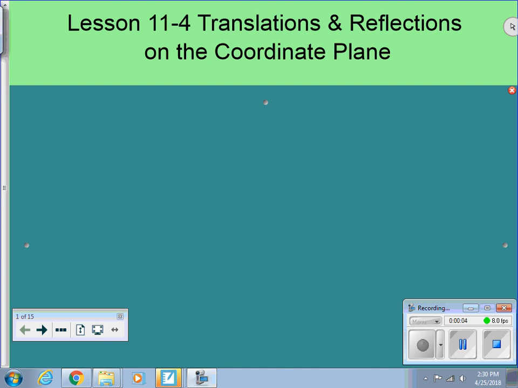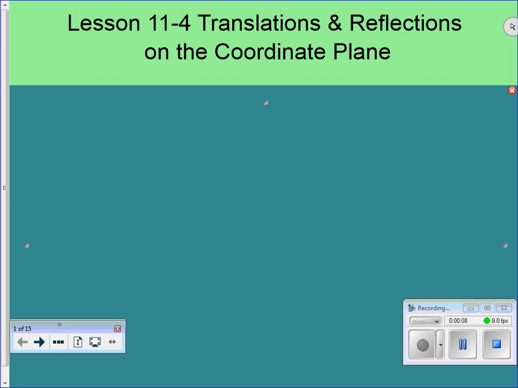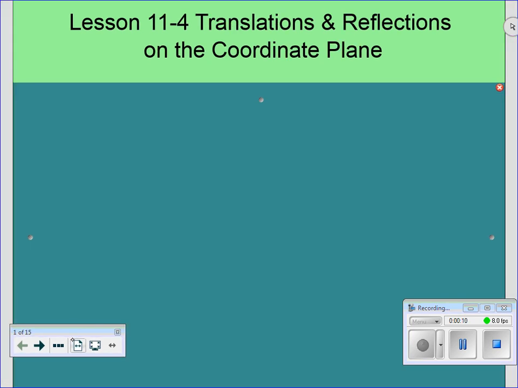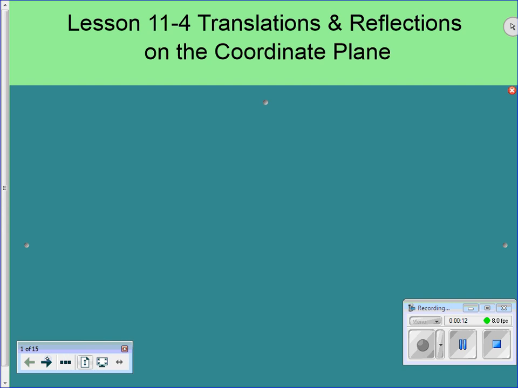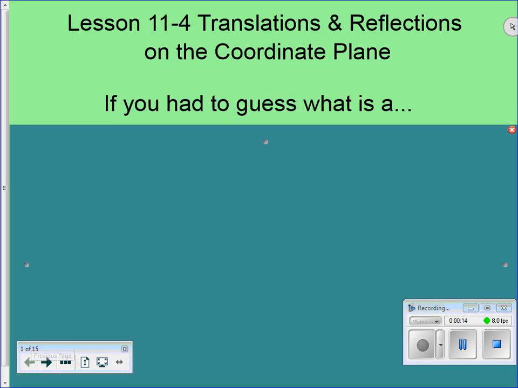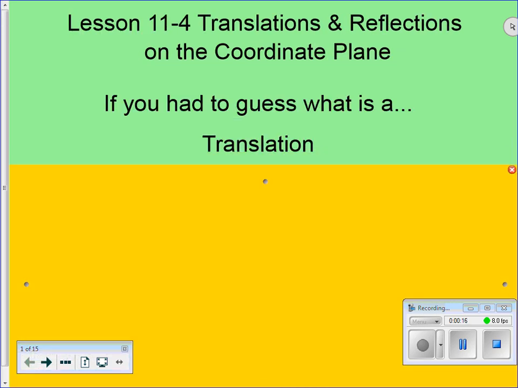All right, lesson 11.4, translations, reflections on the coordinate plane. Even though it's the coordinate plane, we're not going to do a lot of graphing today, okay? If I had to ask you what a translation was, what would your guess be? Moves, yep.